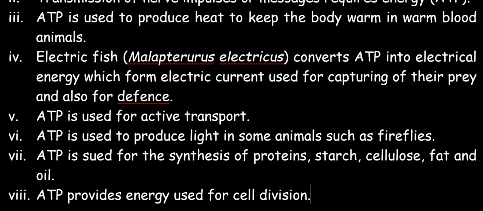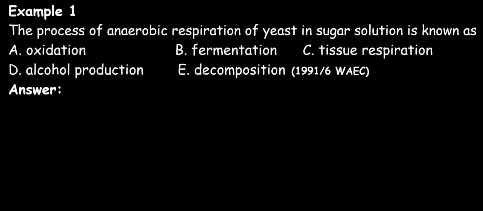This brings us to the end of this session, and now we are going to be taking some questions, starting with the examples. The first example says, the process of anaerobic respiration of yeast in sugar solution is known as A. Oxidation, B. Fermentation, C. Tissue respiration, D. Alcohol production, E. Decomposition. The answer to this question is B. Fermentation is the anaerobic breakdown of sugar by microorganisms such as yeast to produce energy and alcohol.